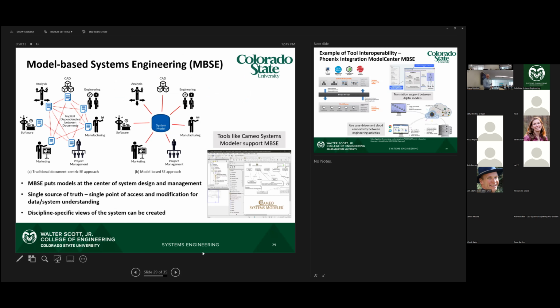So next slide, please. One key aspect here that was already mentioned, that I talk about in my courses, is the idea of model-based systems engineering. How does this perhaps fit into this larger idea of digital engineering? Well, MBSE puts the model at the center of system design and management. If we look at the left, in the past we did engineering of a system and there were groups doing their own thing. There are implicit dependencies. Engineering depended on the CAD team and analysis, and there were separate teams, but they had to communicate and get information between each other.